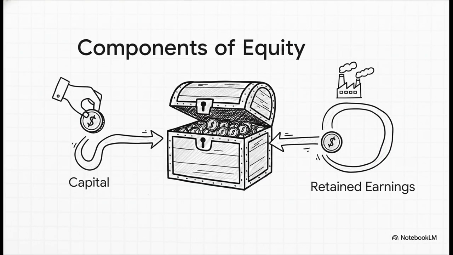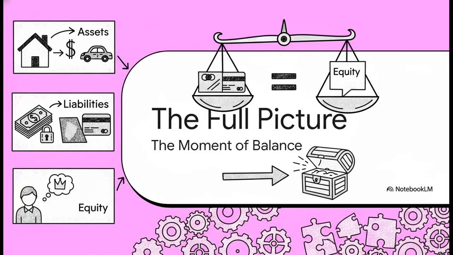So, what makes up this equity? Well, it's things like the initial cash the owners put in to start the business. That's capital. And it's also any profits the company has made over the years that it decided to reinvest back into itself, which we call retained earnings. All right, we've defined all three parts: assets, liabilities, and equity. Now it's time for the big reveal. Let's put these pieces together with a simple example and actually watch the equation come into perfect balance. This is where the magic happens.